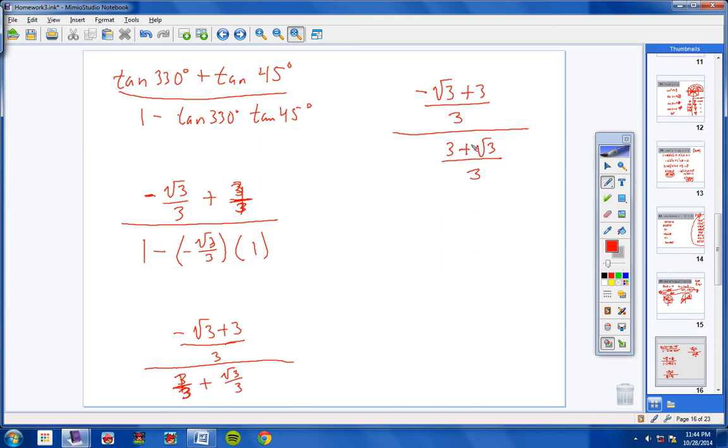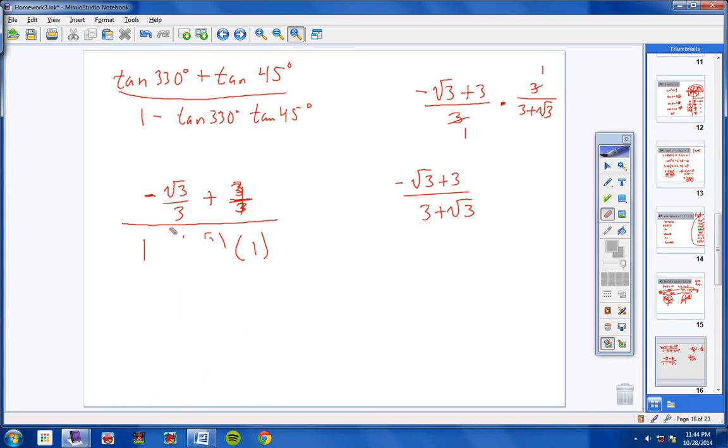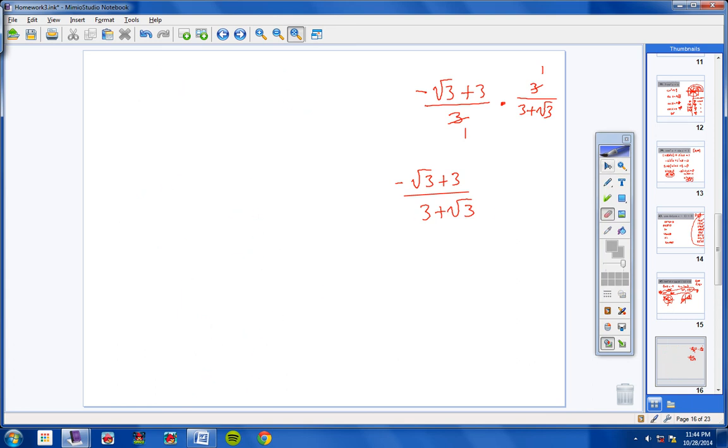I've got to take this fraction here and flip it and multiply it times the top, okay? So I'd have 3 over 3 plus square root of 3. Threes would cancel, and you're left with negative square root of 3 plus 3 over 3 plus square root of 3. So we've done really well. However, in pre-cal we do not want to have any square roots in the denominator.